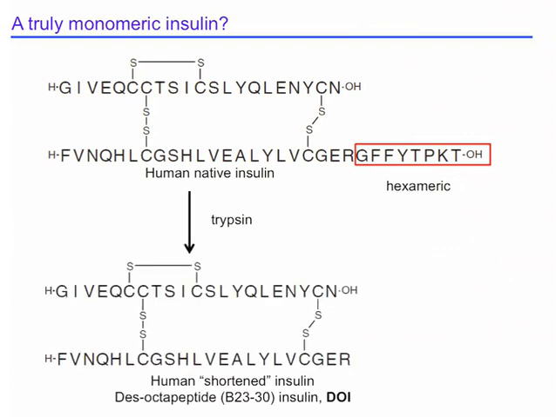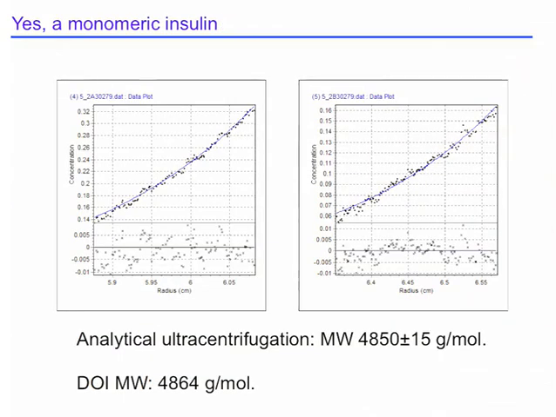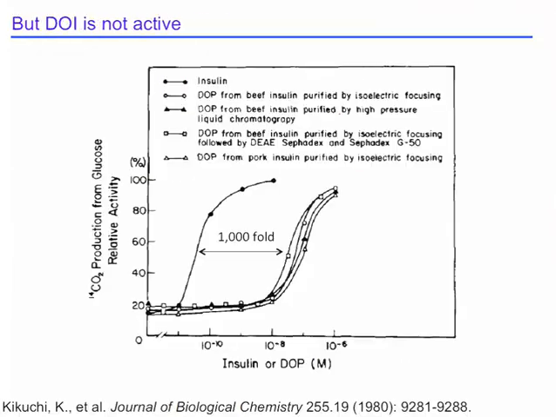One thing you can think about is to treat it with trypsin, so you can cut this whole set of amino acids off, and this is a pretty famous human shortened insulin called DOI, desoctapeptide insulin. This insulin can potentially be monomeric because you pretty much cut the main dimer formation region off, and with some ultracentrifugation you can prove that it's indeed truly monomeric. But the problem is this one is not active at all.